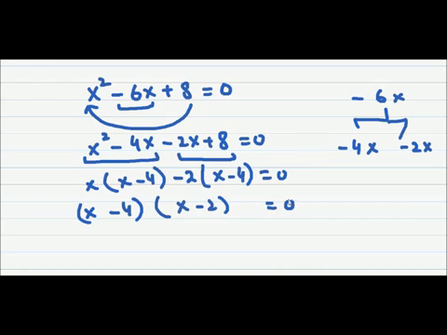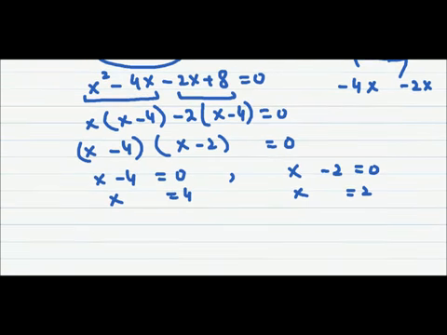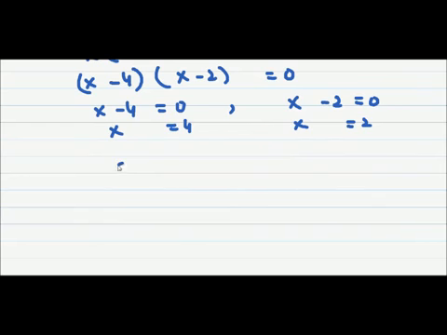Now either x minus 4 is equal to 0 or x minus 2 is equal to 0. If x minus 4 is equal to 0, then x is equal to 4, and if x minus 2 is equal to 0, then x is equal to 2. Now the two values that we get are 4 and 2. So the solution set is 4 and 2. These are the roots of the given equation.